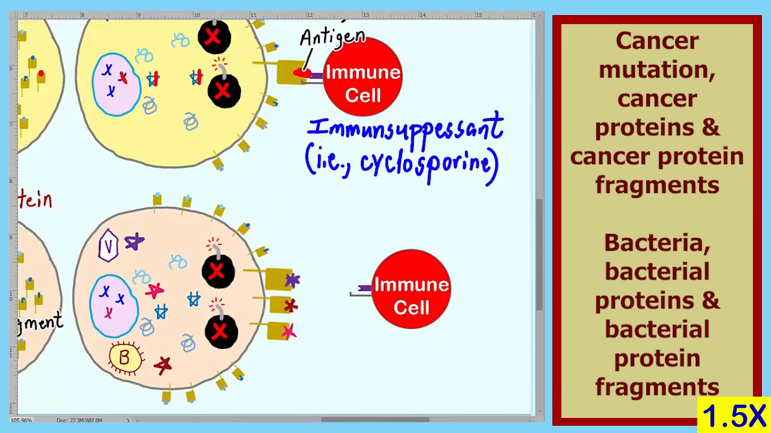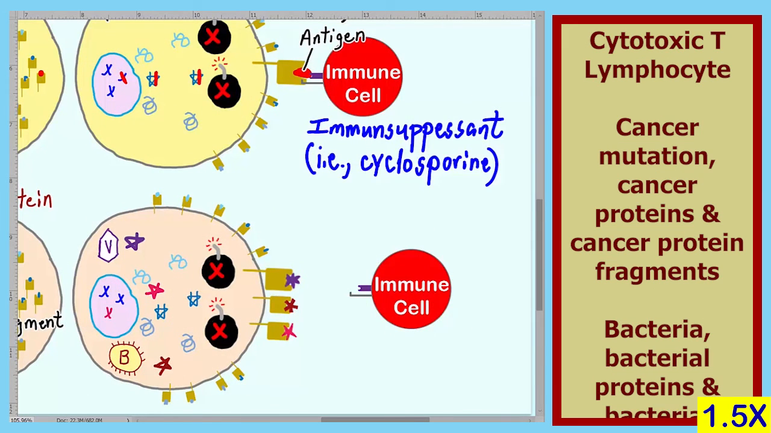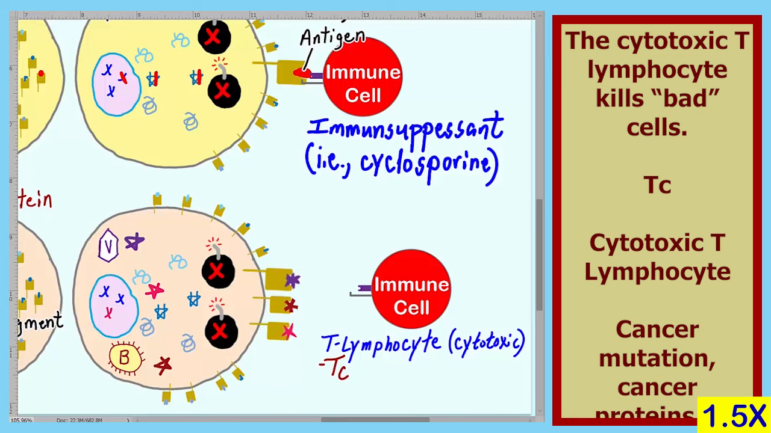The immune cell here is a special type of lymphocyte, a T lymphocyte, specifically a cytotoxic T lymphocyte. It is abbreviated T subscript C. This lymphocyte kills bad cells. And this is our special immune cell.